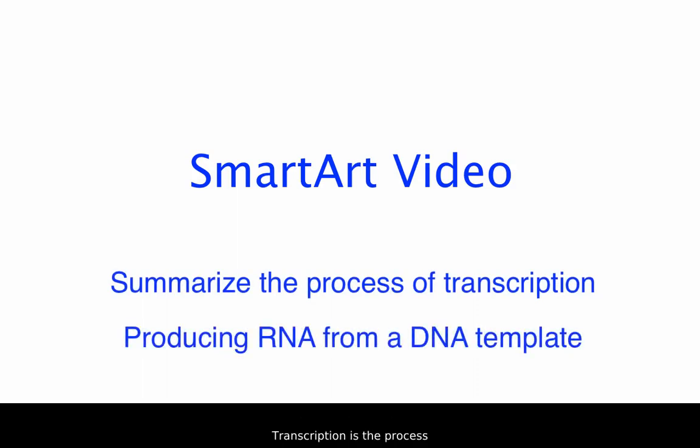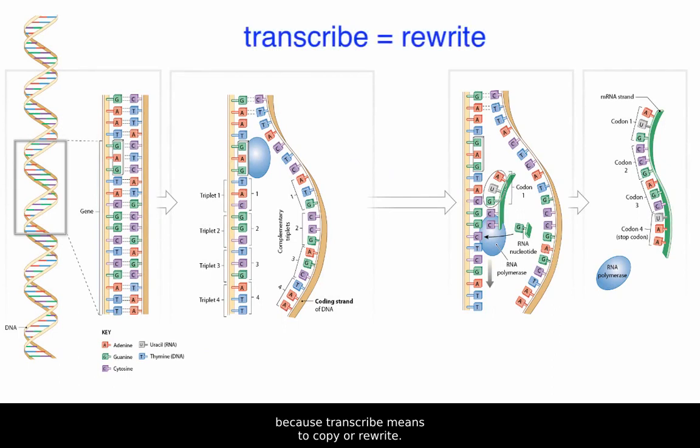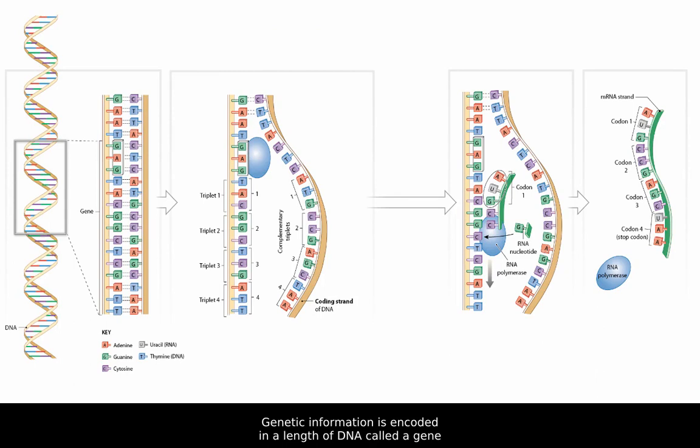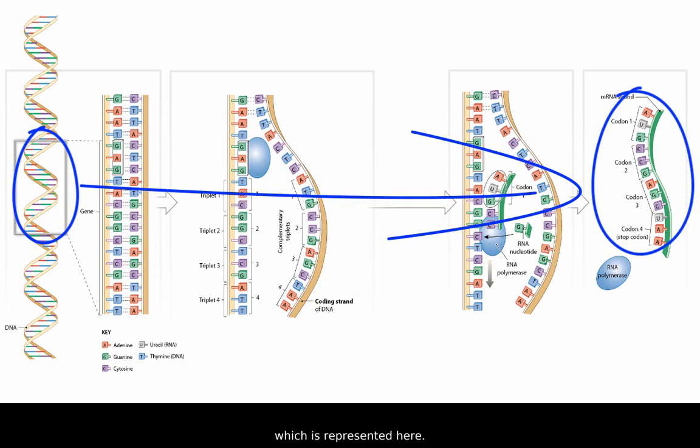Transcription is the process of producing RNA from a DNA template. The term transcription is appropriate because transcribe means to copy or rewrite. Genetic information is encoded in a length of DNA called a gene, which you can see here. The process of transcription rewrites this genetic information into the molecular language of RNA, which is represented here.